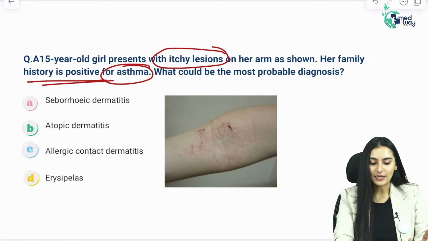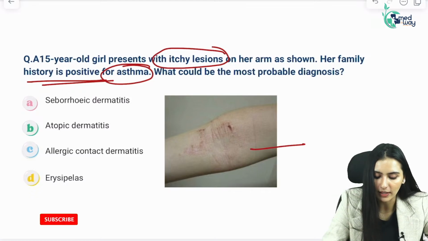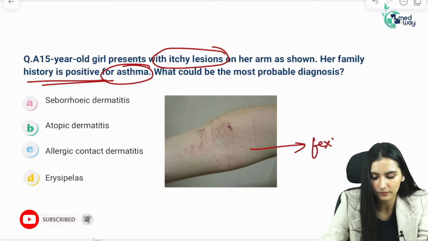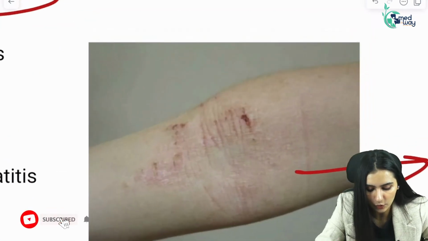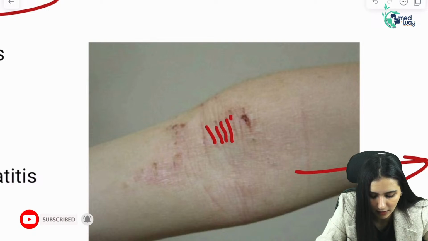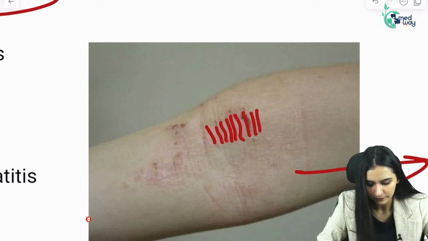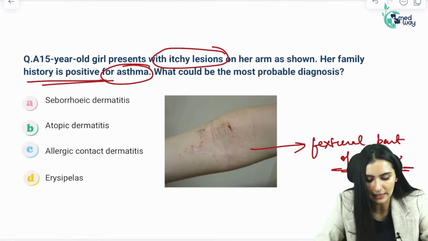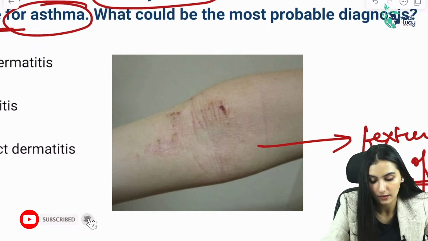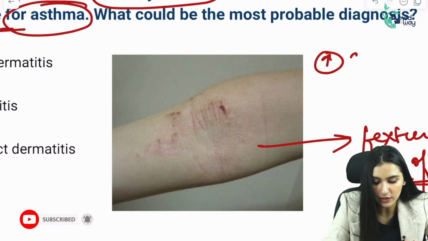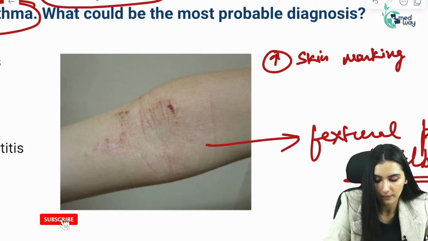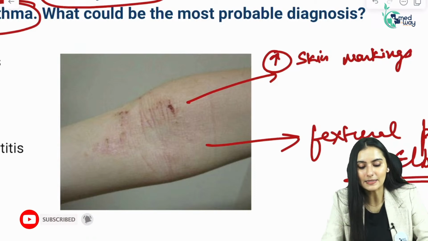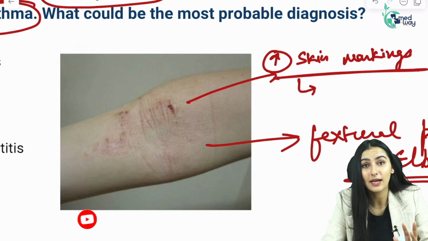Okay, so you try to understand, this is a very simple question. This is what part of her body? This is the flexural part of the elbow. What do you see over here? You look at these things. What are these? I'll erase it for you to see that better. These are increased skin markings. So flexures with increased skin markings. Increased skin markings go in favor of what? Lichenification.